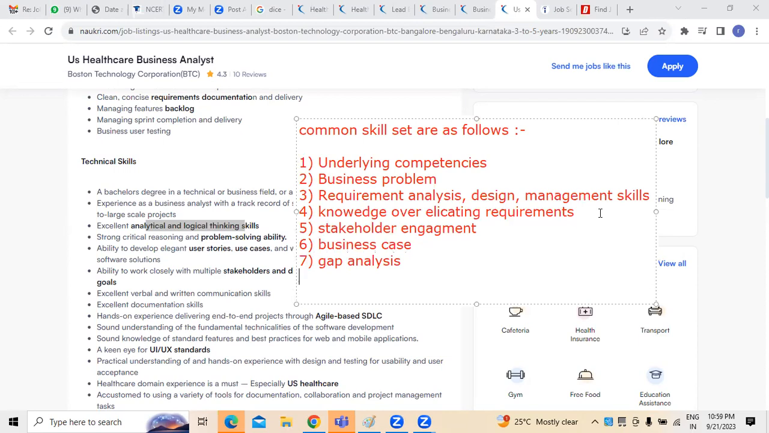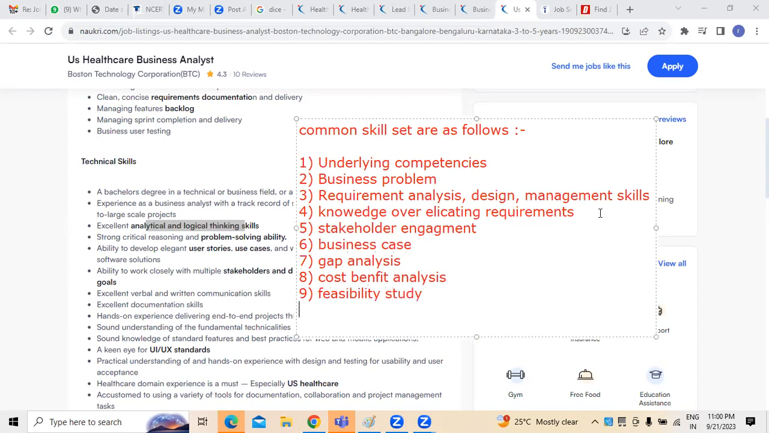Knowledge over gap analysis. Next, knowledge over cost benefit analysis. Next, knowing about feasibility study. Understood? Clear? Okay.